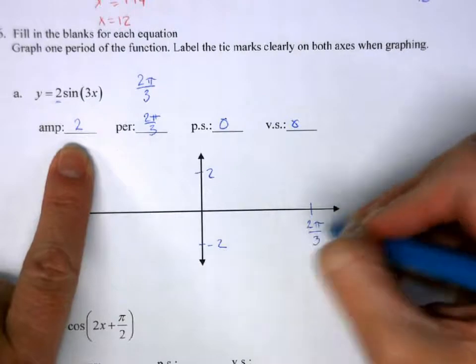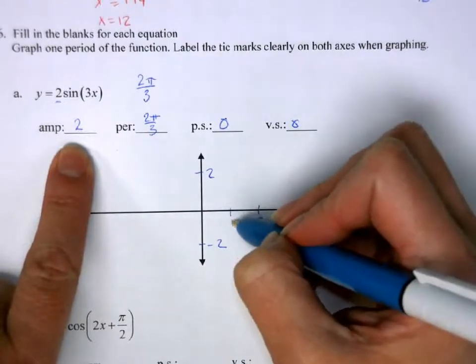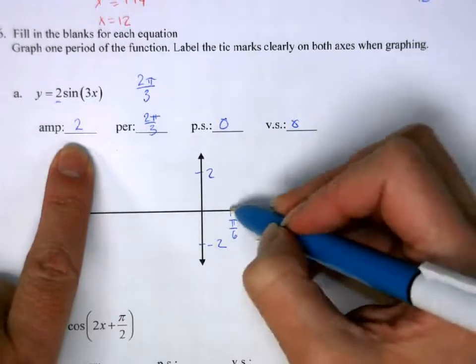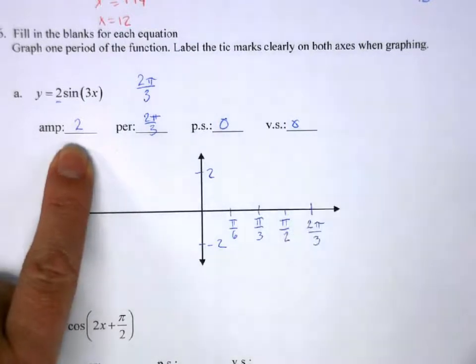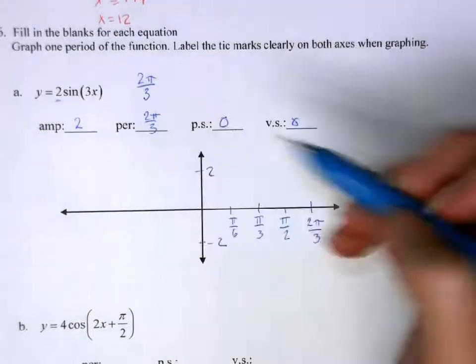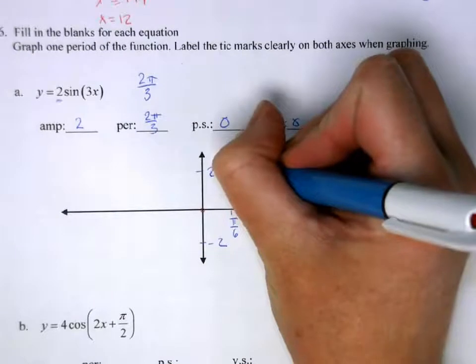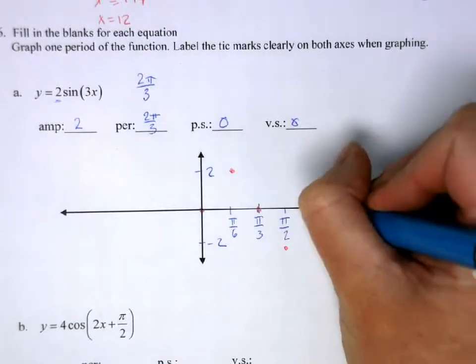Cut that in half is pi over 3. Cut that in half is pi over 6. So 1 pi over 6, 2 pi over 6, 3 pi over 6, which is pi over 2. Then we'll graph our 5 points. This is a sine, so it starts at the midline, goes to the maximum, to the midline, to the minimum, to the midline.